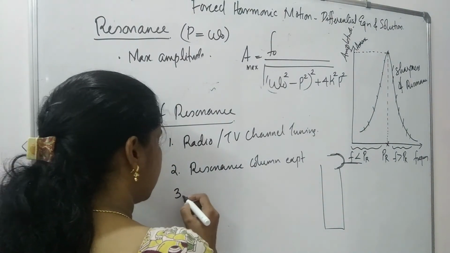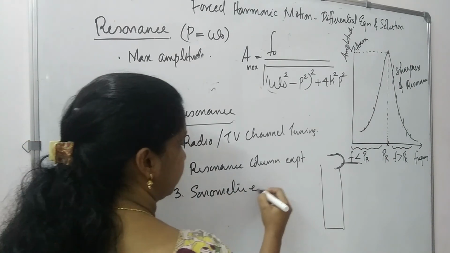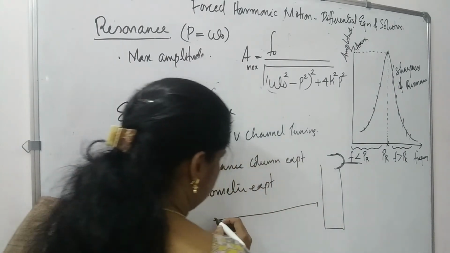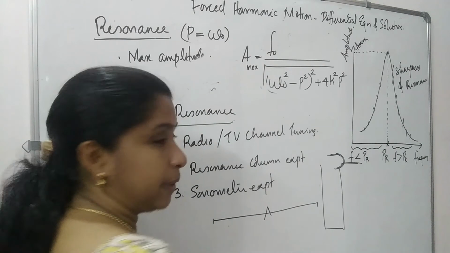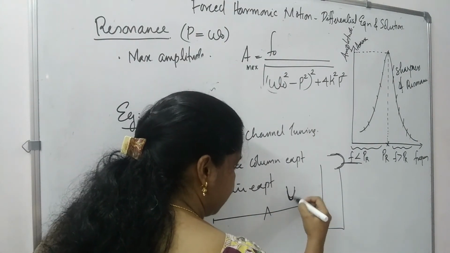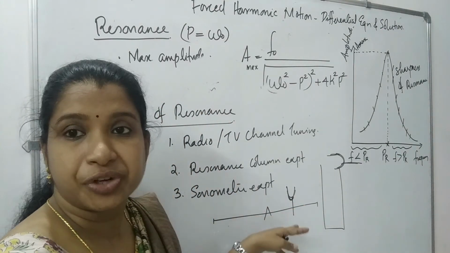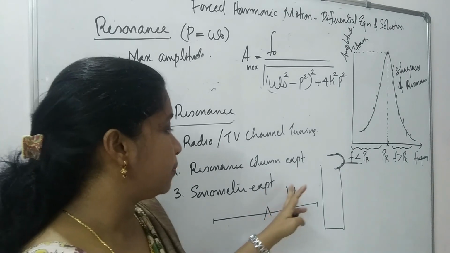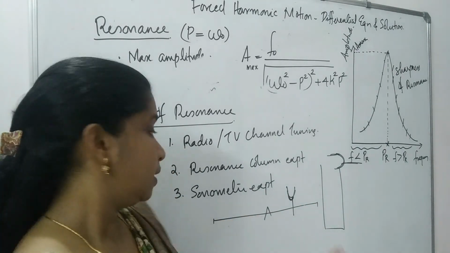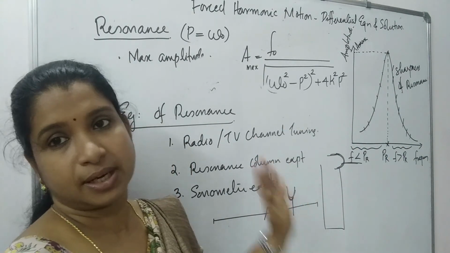Then one more experiment is there, that is the sonometer experiment. In the sonometer experiment, a metal string is there. We place a paper piece, then a vibrating tuning fork is placed near that string. When the frequency of vibration of this string becomes equal to the frequency of vibration of this tuning fork, matching of frequency occurs and the paper piece flies away. So these are some examples of resonance.